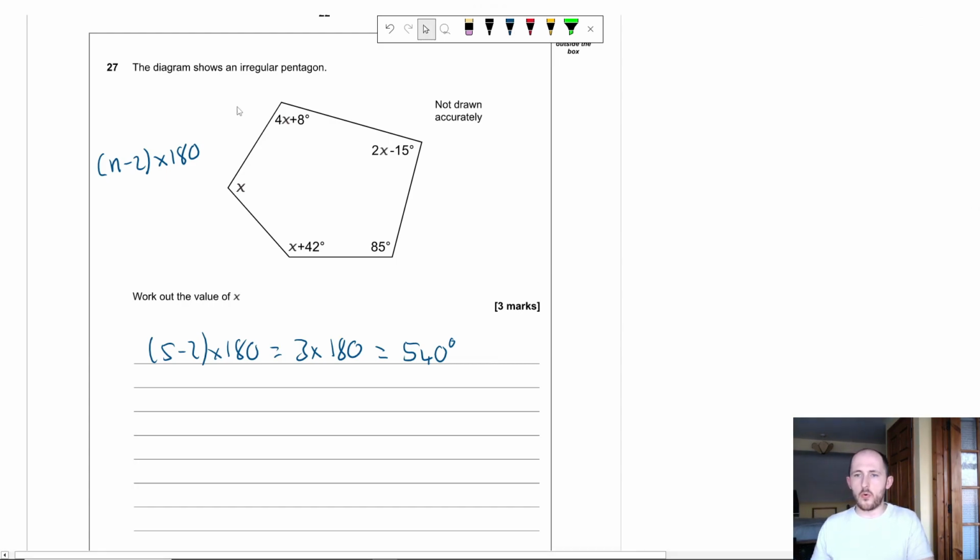And we know that all of this stuff here added together should give me 540 degrees. So let's do it. I'm going to start with this one. And what I like to do, because people tend to, including myself, forget which ones they've done, I'm going to tick it off as I do it.